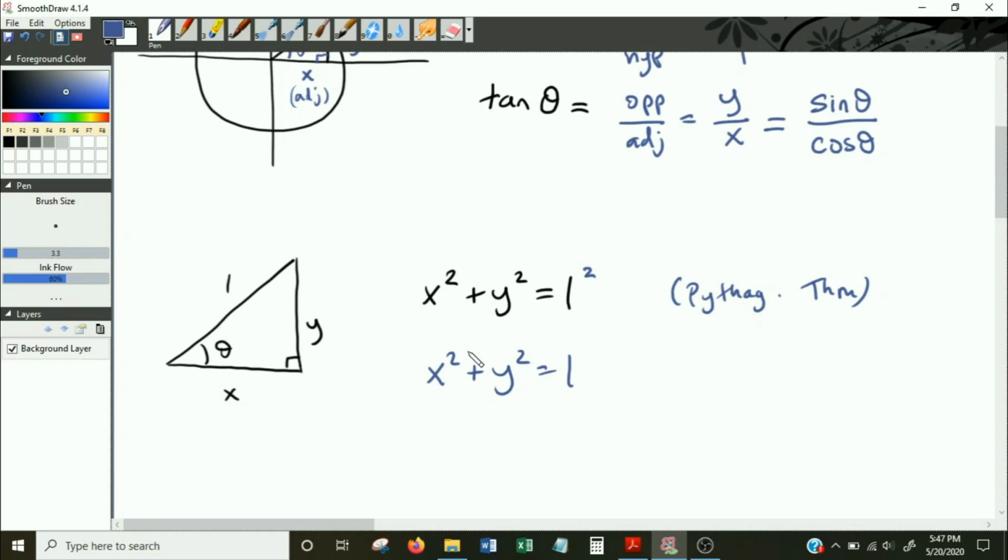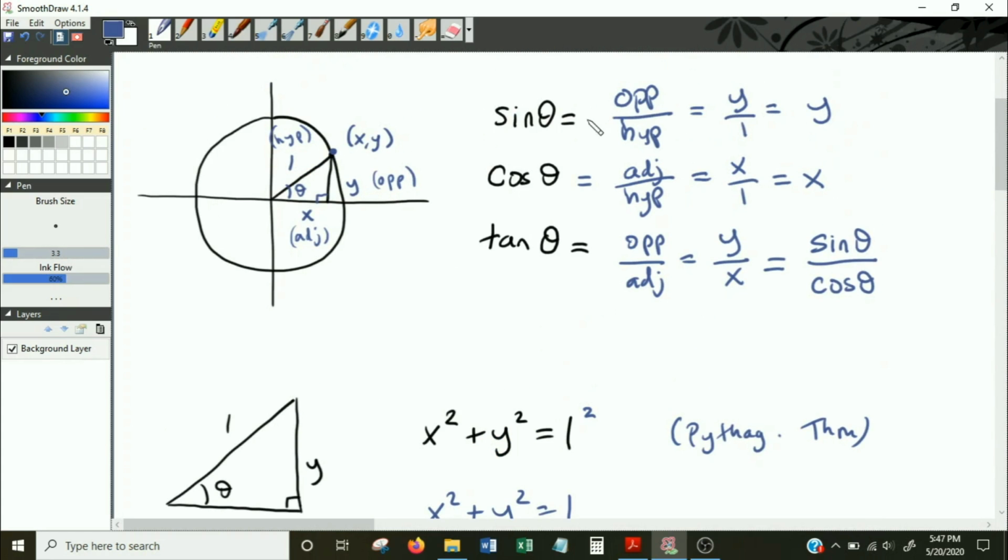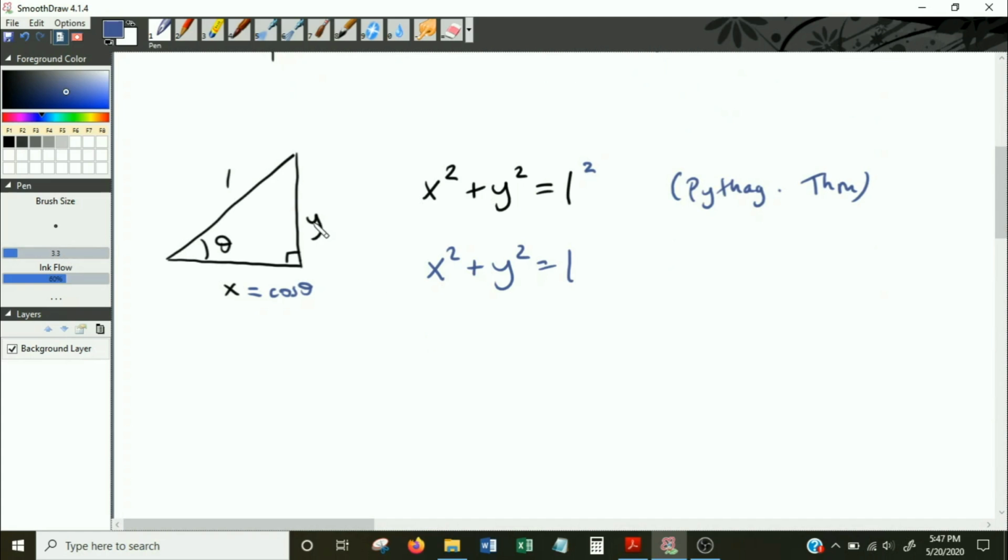Now, remember that x was equal to cosine of theta from above, right? And y was sine of theta. So I'm going to replace these with these. So I wrote x equals cosine of theta, y is sine of theta. And I'm going to plug these into the formula here, the Pythagorean theorem. So I'm going to get cosine of theta squared plus sine of theta squared equals 1.